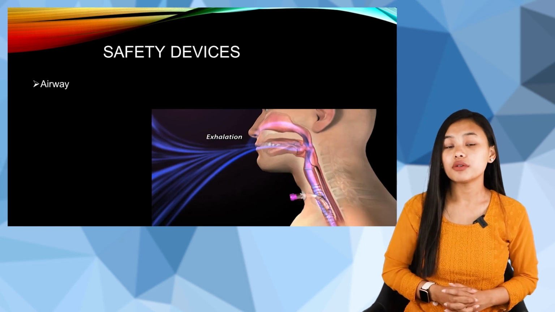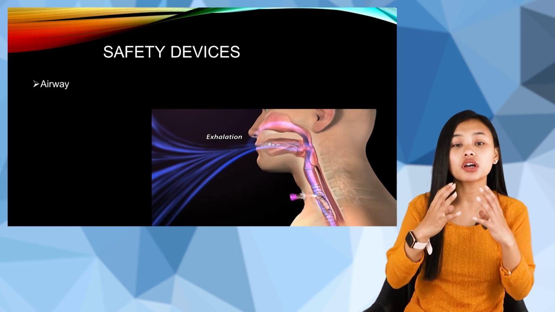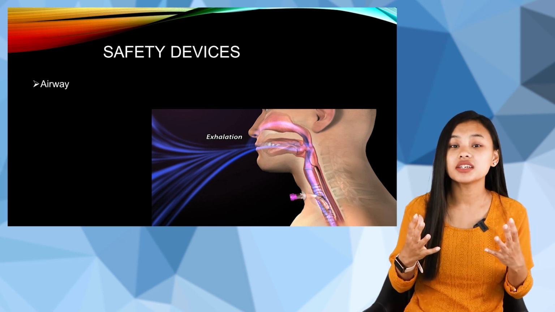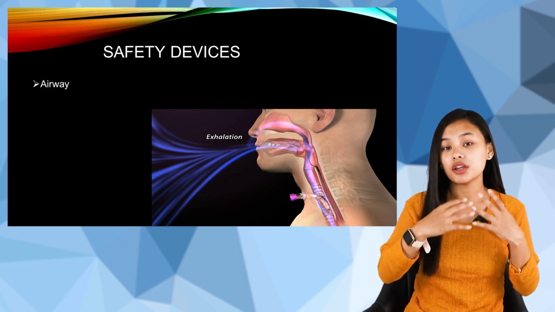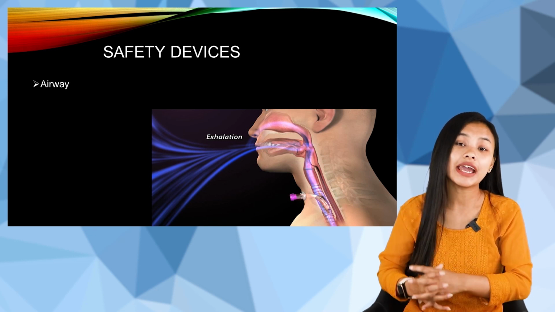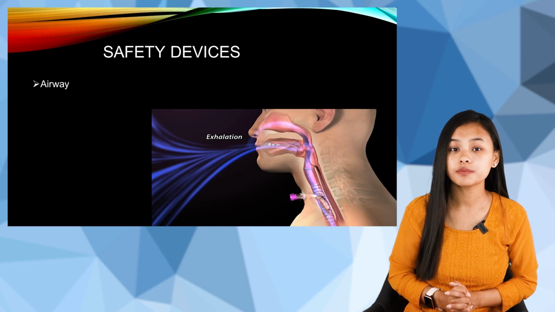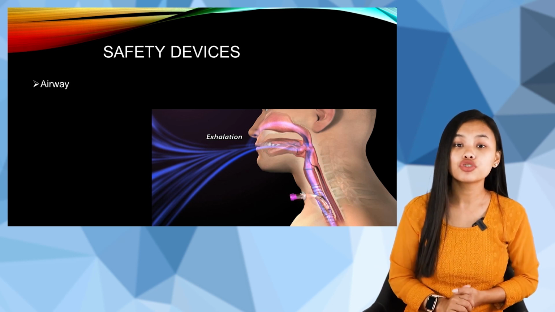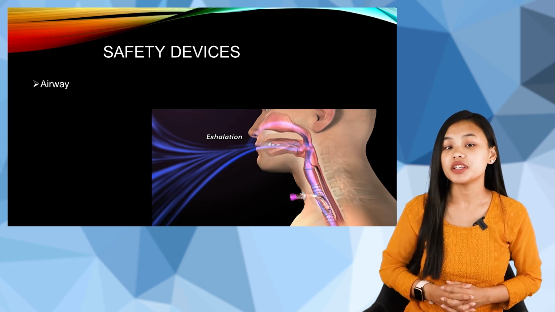The next one here is the airway. So whenever you encounter any client that has a difficulty in breathing, that is if they are at a higher risk of their airway being obstructed or if they are already having an obstructed airway, then an artificial airway can be inserted in order to maintain this airway patency.